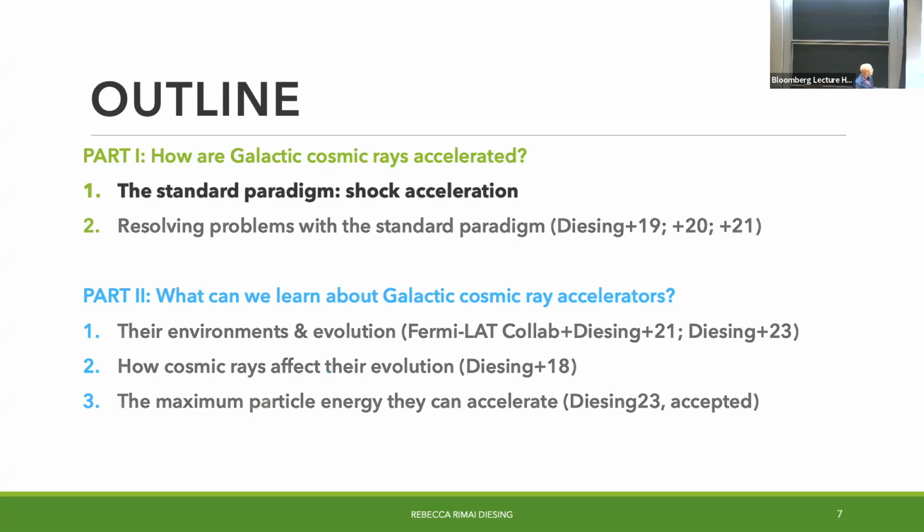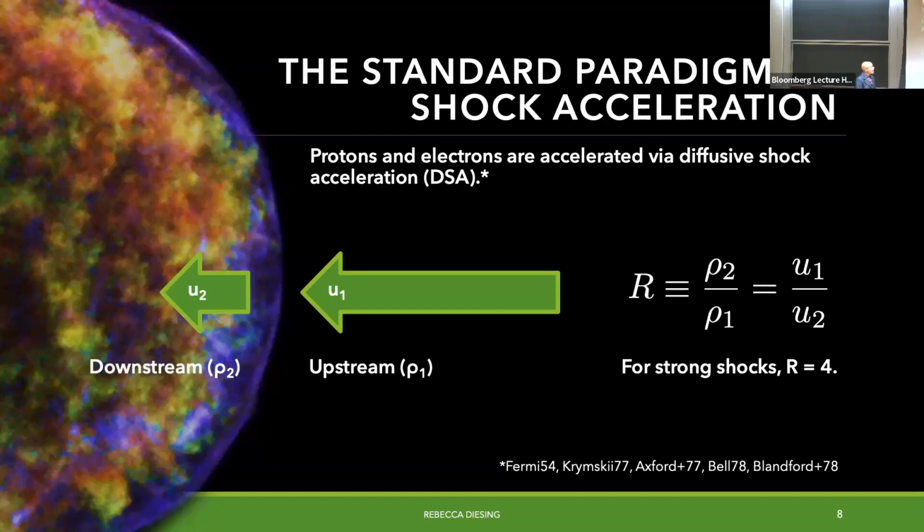All right. So first of all, the standard paradigm, which is shock acceleration. The picture to have in your head here is that protons and electrons can be accelerated at the forward shocks of supernova remnants via a process called diffusive shock acceleration, or DSA. Just to orient ourselves, here we have a shock represented by a supernova remnant, and everything I'm doing is in the frame of the shock. So imagine that you are riding this purple shock outward.